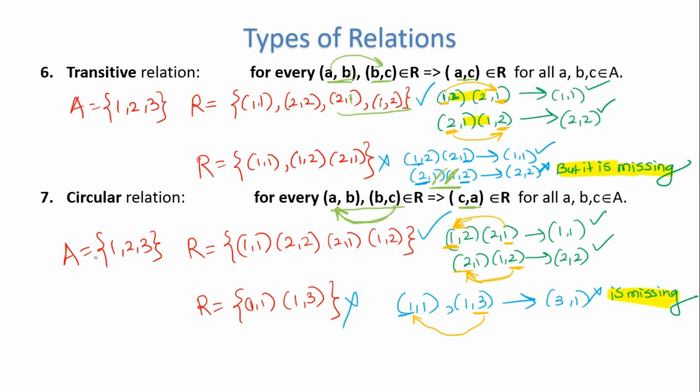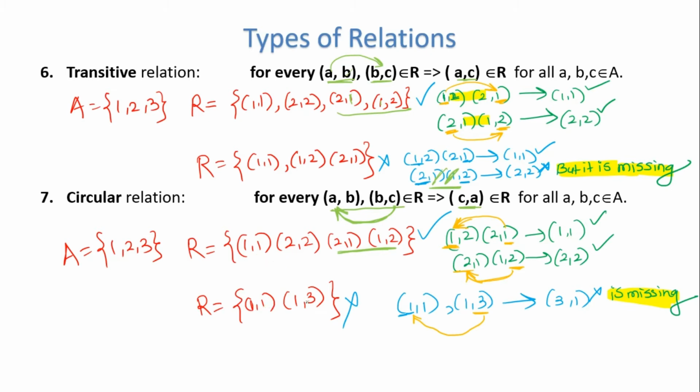For example, set {1, 2, 3} and relation {(1,1), (2,2), (2,1), (1,2)}. For this example, the transitive relation will be (2,2), that is present in my relation. For (1,2) and (2,1), the transitive relation is (1,1), that is also present in my relation, so this relation is a circular relation.